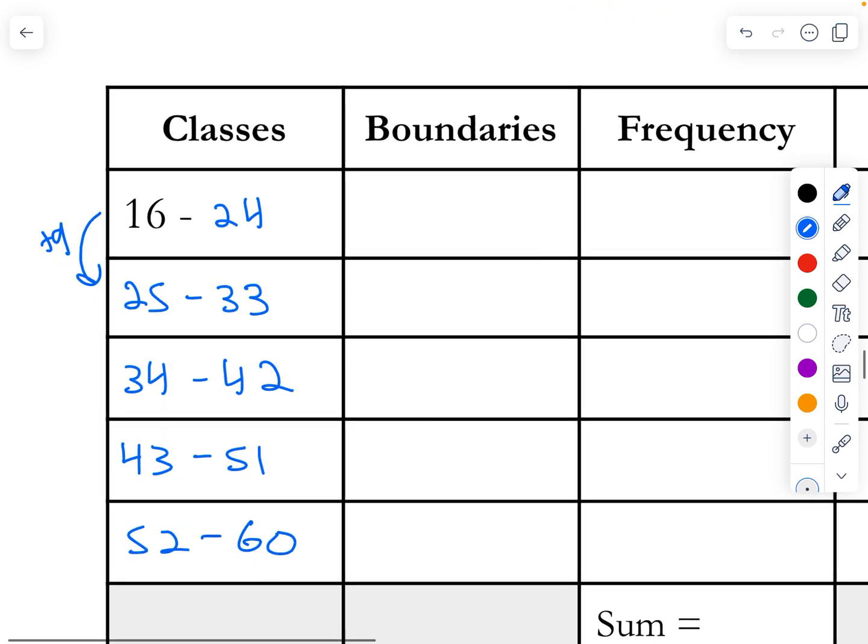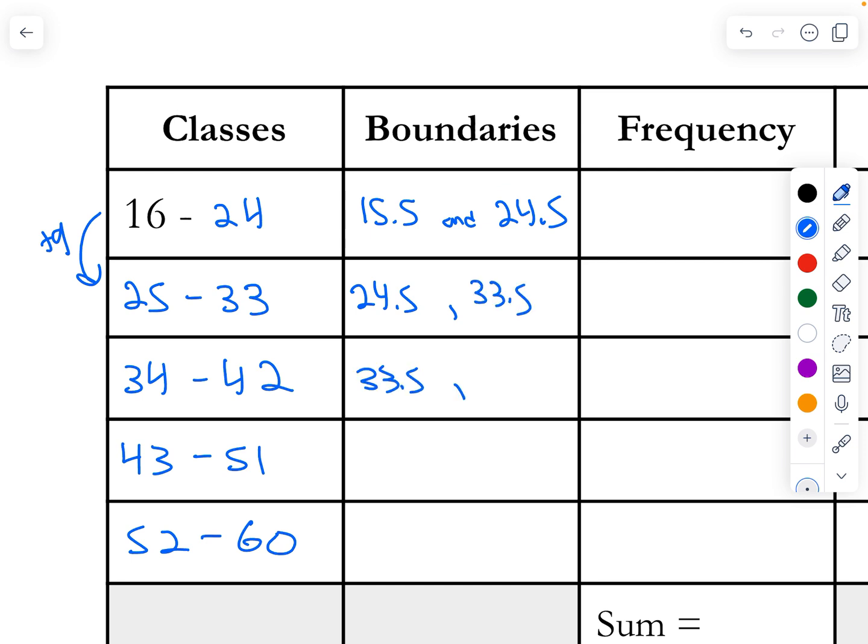Fantastic. Okay, now my boundaries are just half a unit under. So 16 minus a half is 15 and a half. And half a unit above the upper and lower limits of the class. The boundaries are just the numbers between each class or each set of classes. Okay, so we got 24.5 and 33.5.